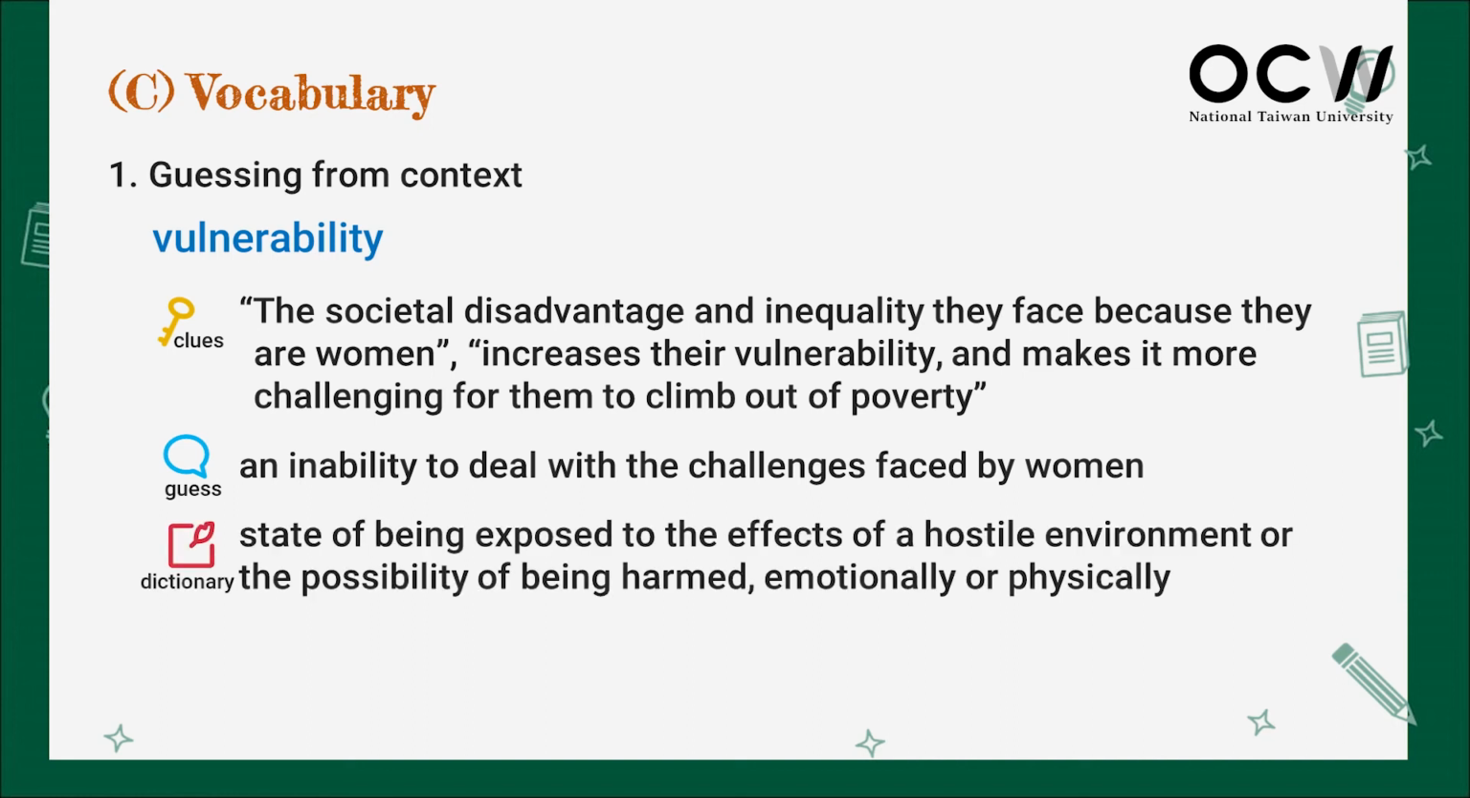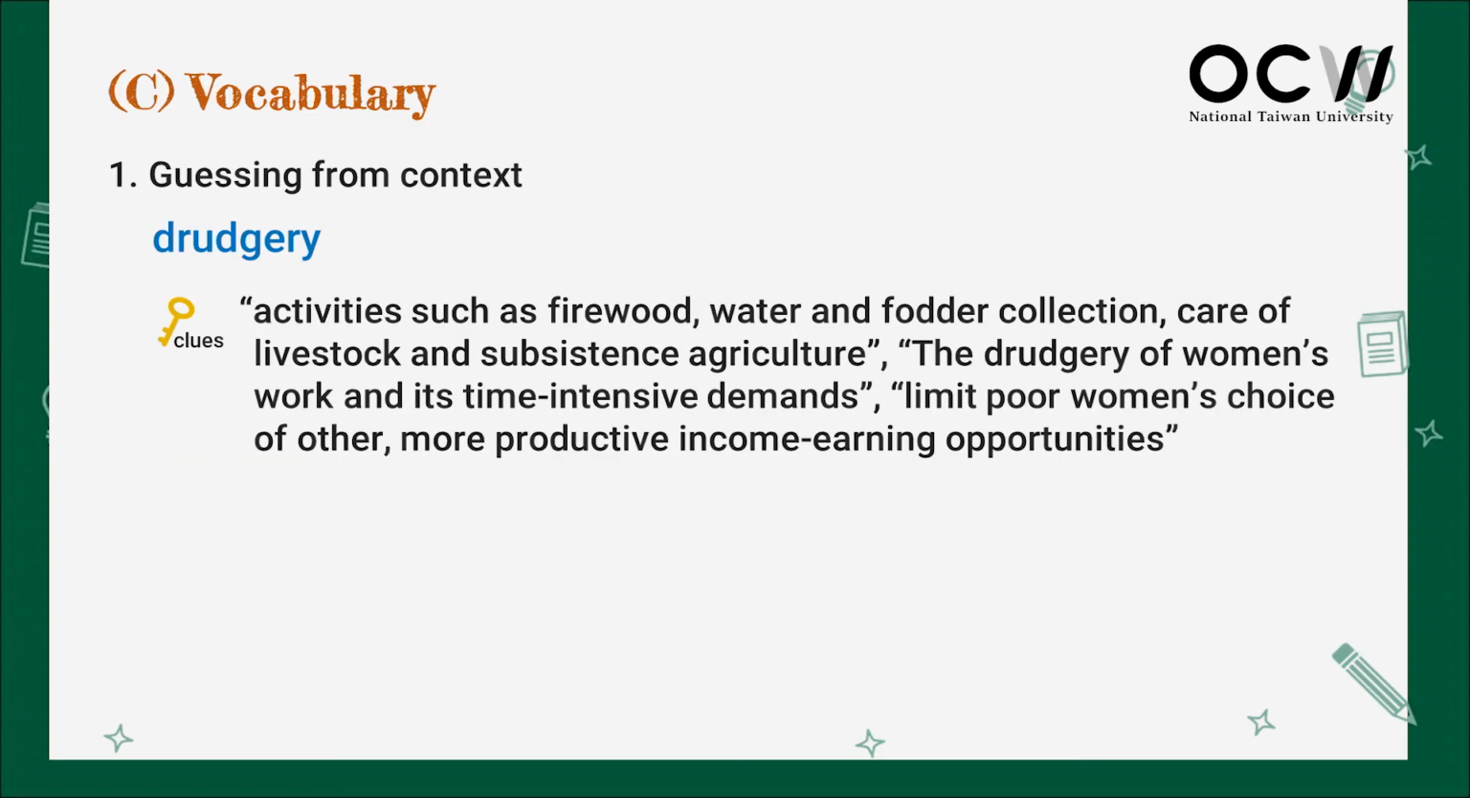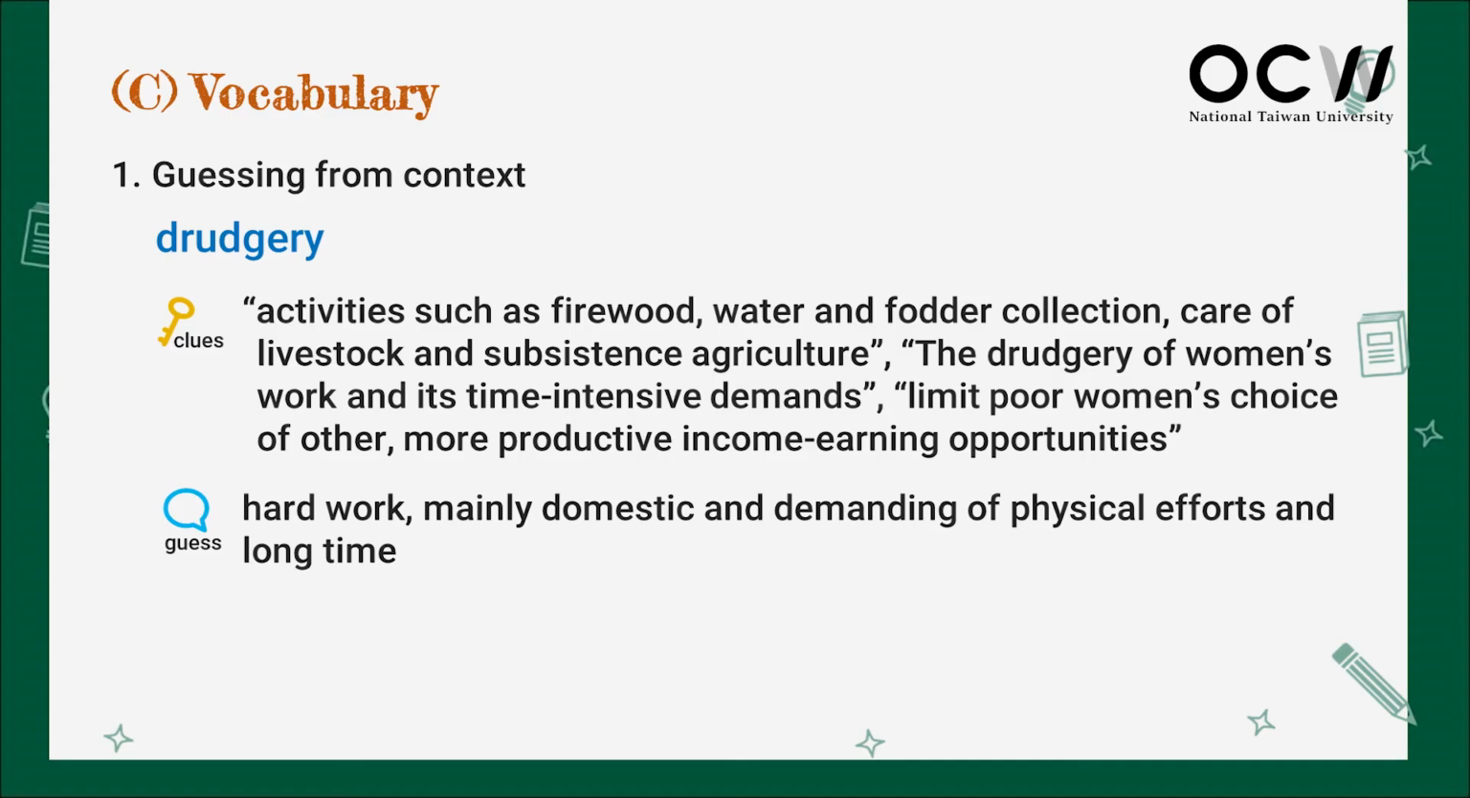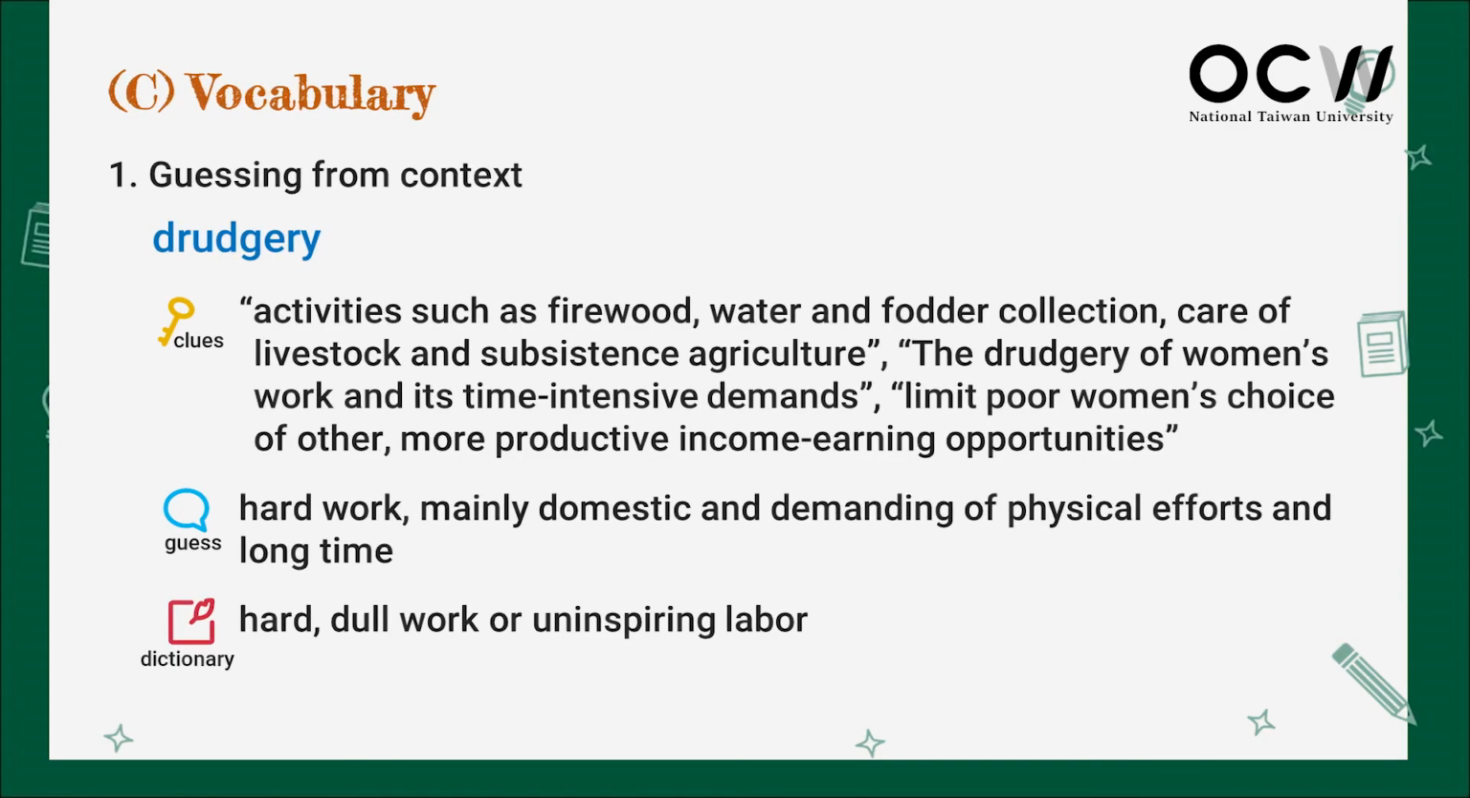The dictionary definition of the word vulnerability is a state of being exposed to the effect of a hostile environment or the possibility of being harmed emotionally or physically. Hence, the use of this word highlights further the situation of women in poverty being unideal. Next is the word drudgery. The word drudgery is being used to describe the woman's work and its time-intensive demands, and how it created a limitation on their choices and life. Based on our guess, we'll think that drudgery probably means hard work, probably domestic or demanding physical work. And you are right. In a dictionary definition, it simply means hard, dull, or uninspiring labor. Were you able to guess the meaning of this word based on the context?